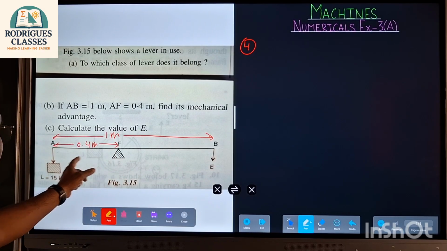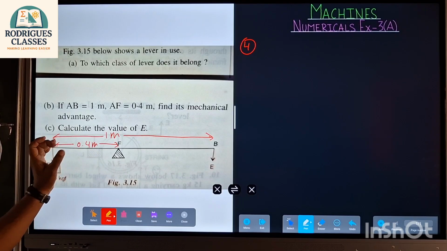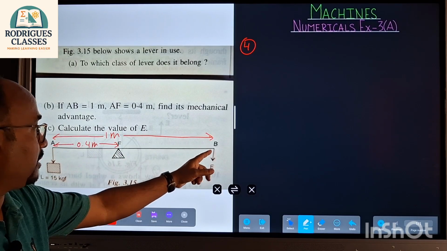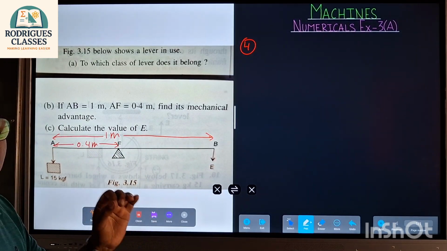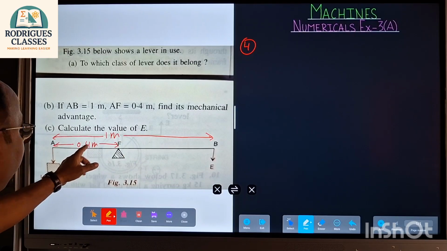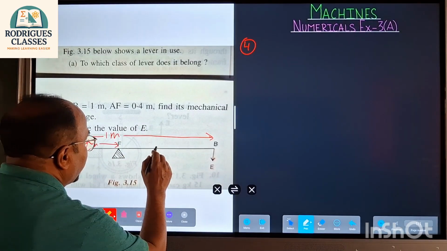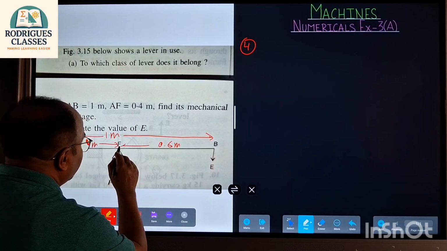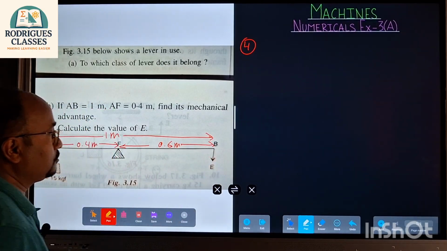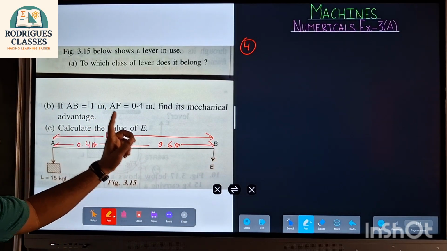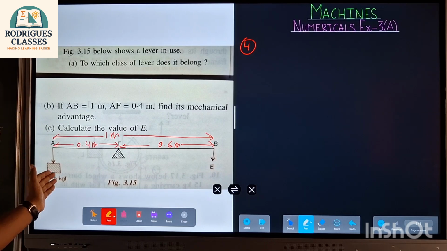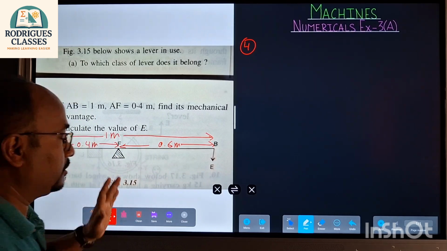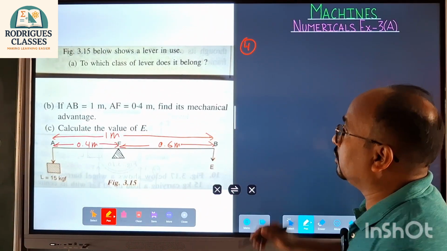So this is the load part given. This is the fulcrum. So this becomes the load arm. So load arm is 0.4. From the fulcrum to the effort will become the effort arm. So 1 meter minus 0.4 meter. You can easily make out that this will be 0.6 meter. So we know the load arm, we know the effort arm, we know the load, we have to calculate the effort. So let us do the working of it.